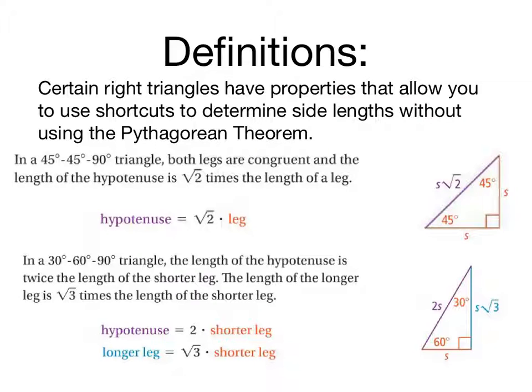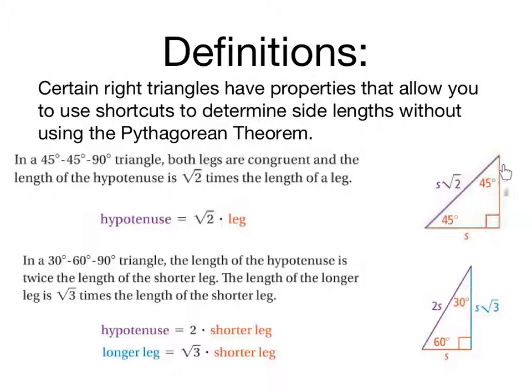Okay, so what are we talking about here? Well, first of all, we know about right triangles. We know that they have certain properties already, but these are specific ones that have properties that let you use shortcuts to determine side lengths without needing to use the Pythagorean theorem. So the first one is called a 45, 45, 90 triangle. Both the legs are congruent, and the length of the hypotenuse is root 2 times the length of a leg.